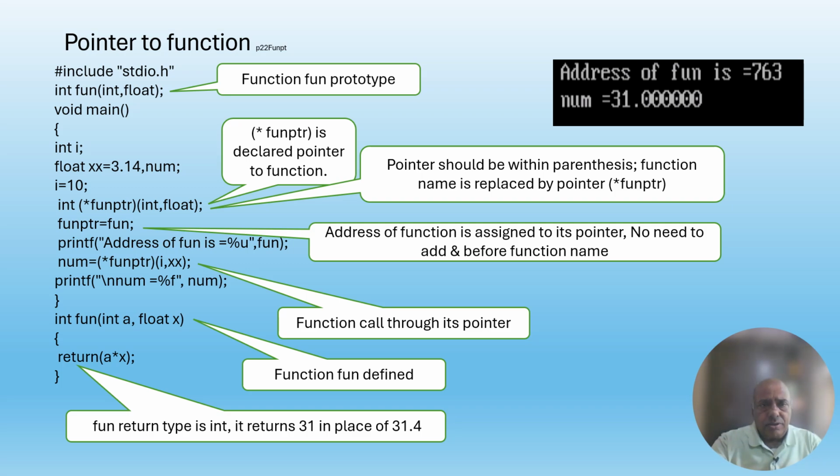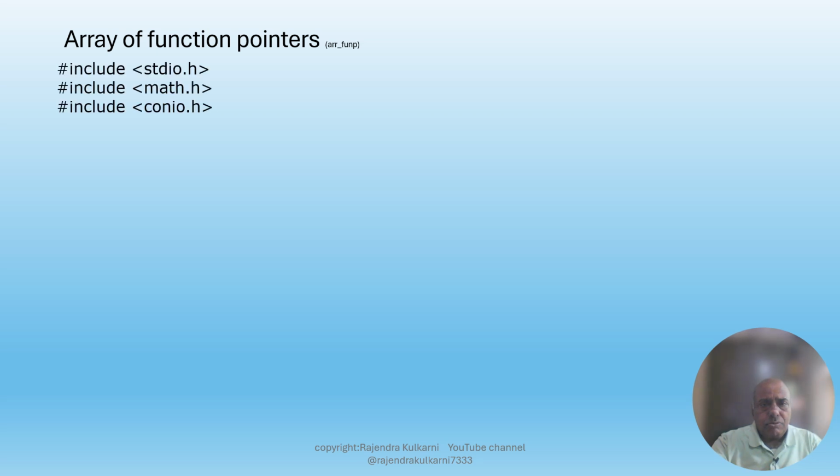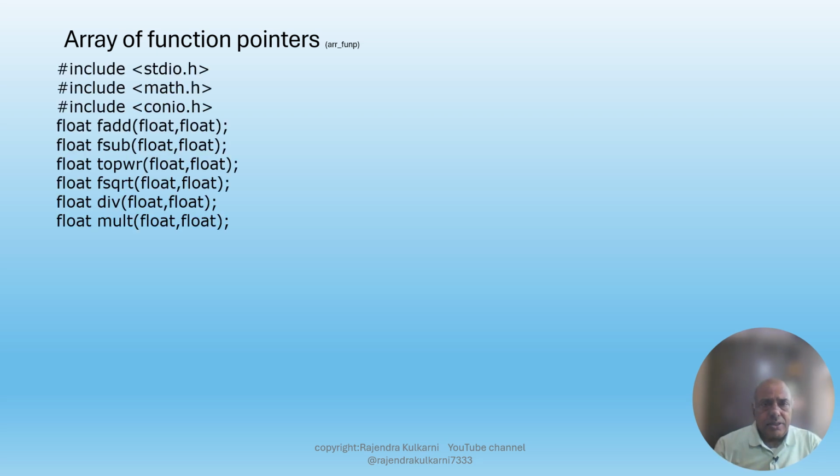In this way, a pointer to a function works. We can also declare an array of function pointers. This program very simply explains how an array of function pointers works. So we have declared 1, 2, 3, 4, 5, 6 functions here, prototypes here. So we will be using 6 functions in this program.